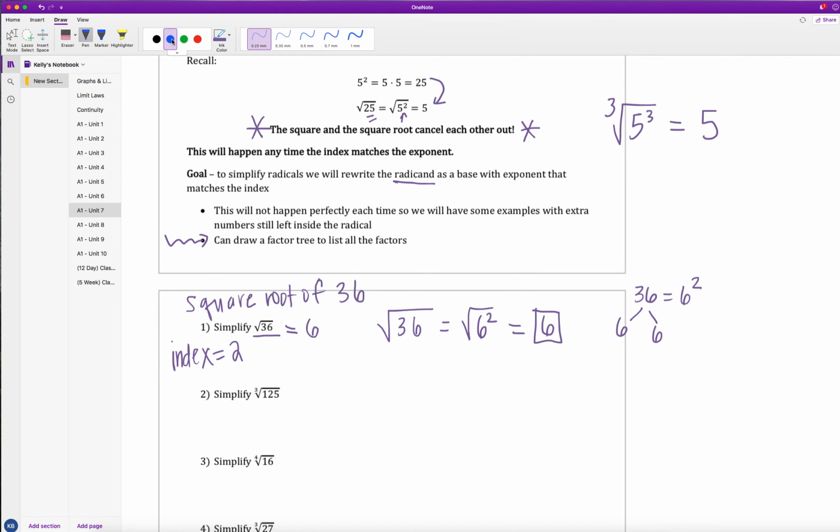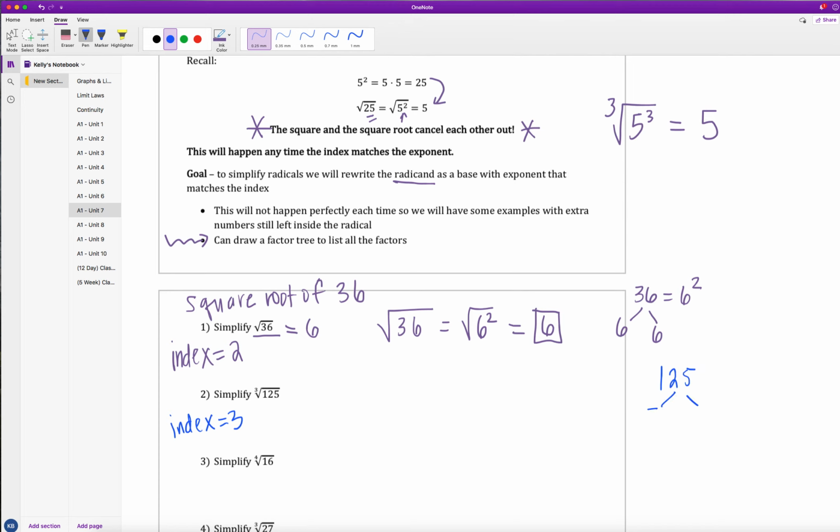Okay, let's look at our second example. What would your index be in example 2? Our index in example 2 is going to be 3. Remember, it's that superscript that's up there that we're looking for. So for this to be able to cancel out, we would want it to have an exponent of 3. So let's do a factor tree on 125 because that got to be quite a much larger number than 36.